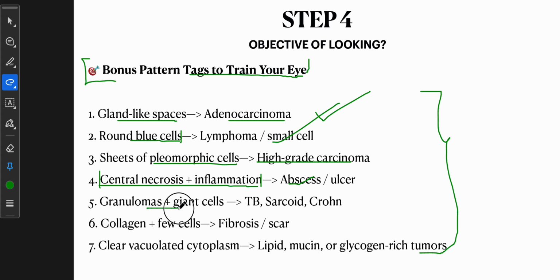So if there are granulomas and giant cells, TB, sarcoid or Crohn's disease might be there. And if it is a case of collagen with few cells, it might be fibrosis or scar. And if there are clear vacuolated cytoplasm, it may be lipid, mucin or glycogen-rich tumors. That is how you think. This is the thing. You have to learn how to think, right?